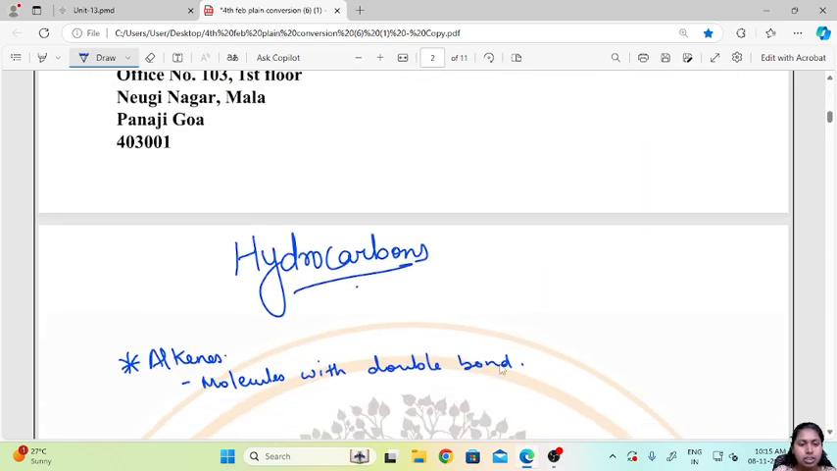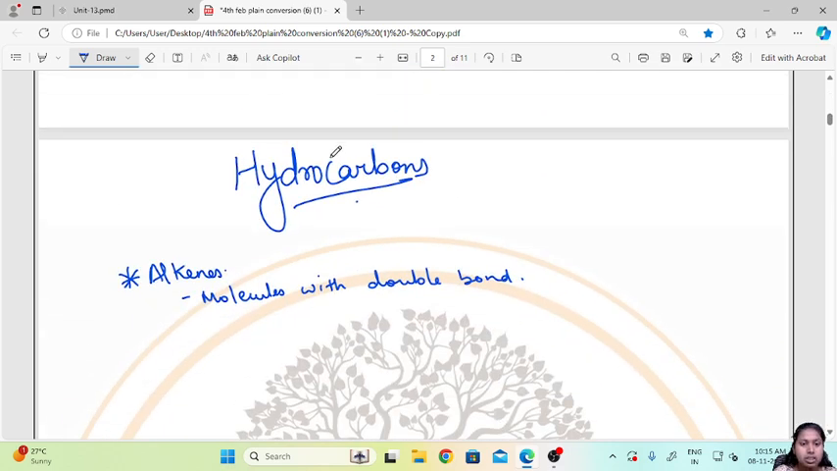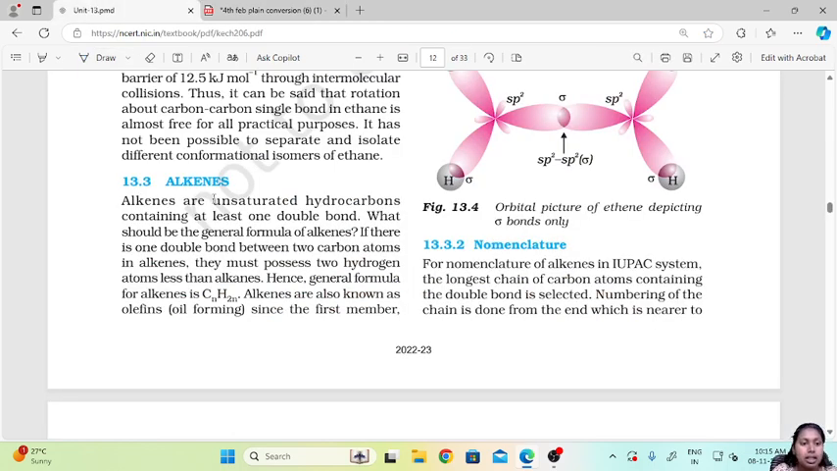So today we'll continue with the part hydrocarbons. In our last video we have seen about alkanes. Now in today's video we will basically learn about alkenes. These are the molecules with double bonds. Now alkenes are unsaturated hydrocarbons containing at least one double bond.